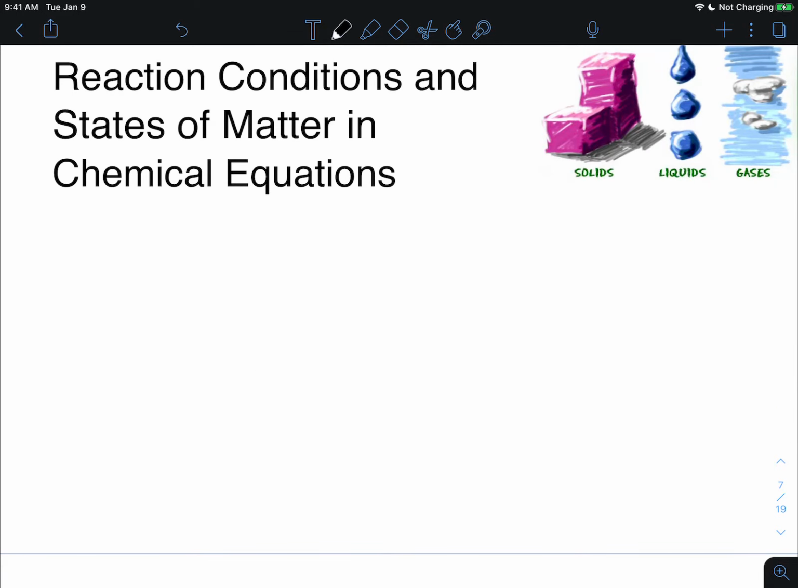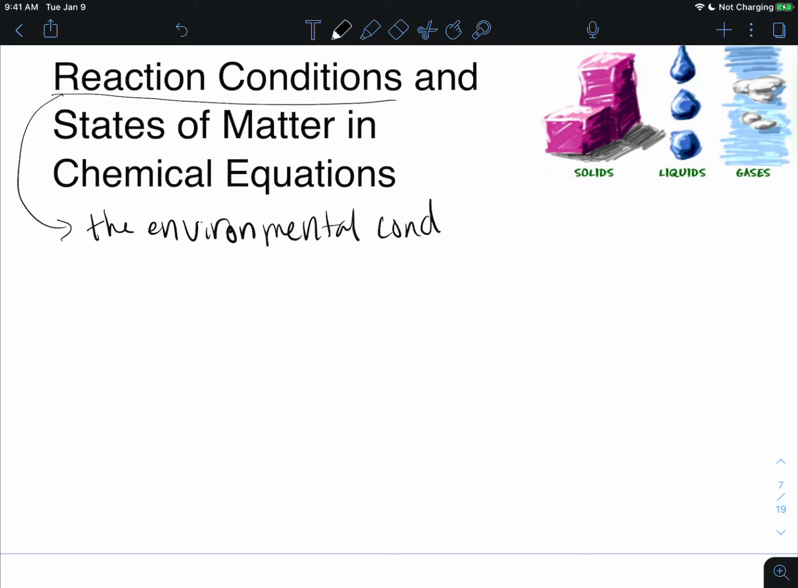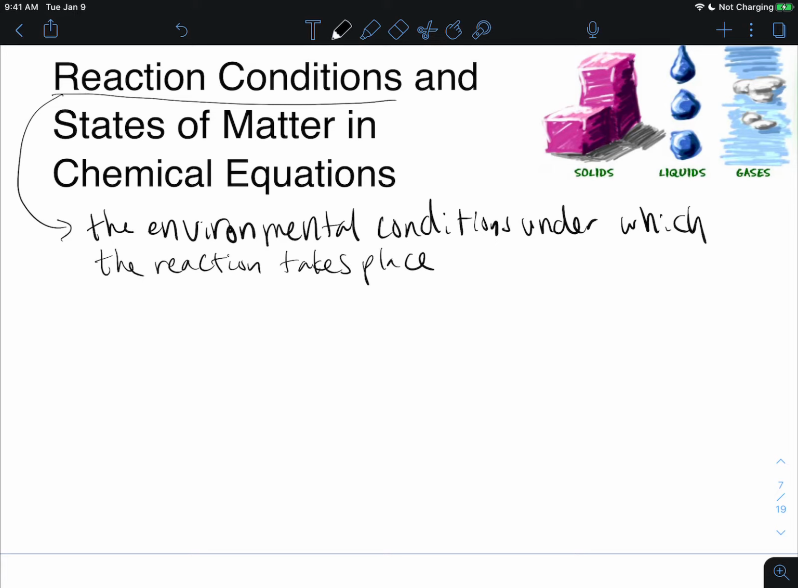The thing that's going to be included in our chemical equation a lot of times are reaction conditions, where reaction conditions are the environmental conditions under which the reaction takes place. So these are going to be placed above the arrow or shown above the arrow.